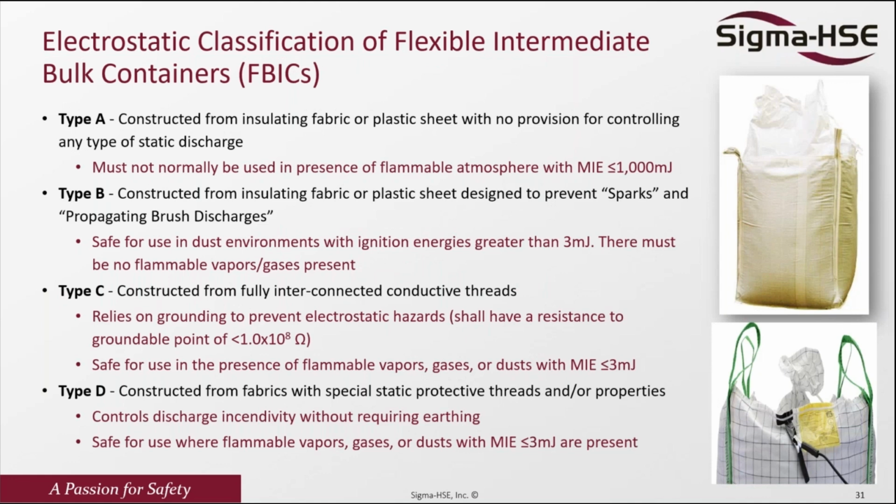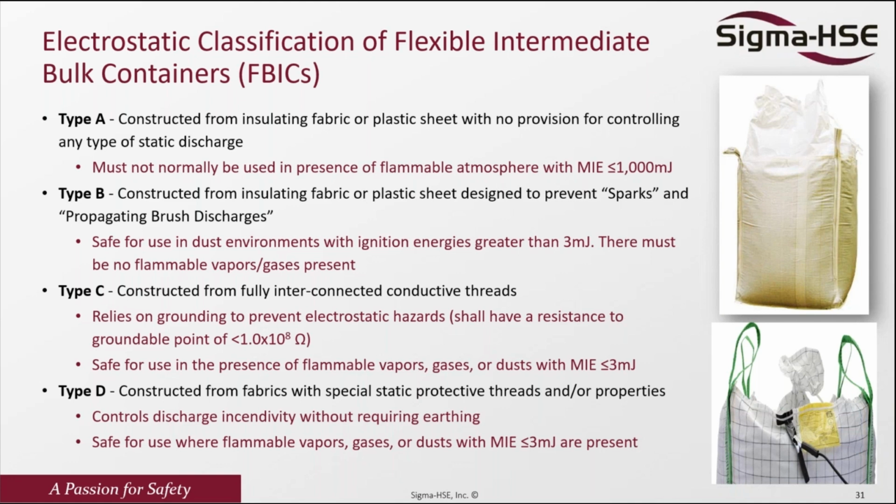The last aspect is handling flexible intermediate bulk containers, and this is something common. I see it almost everywhere, in the pharmaceutical industry, in the food industry, almost every industry that handles combustible powder. I see this kind of super sacks there, and there are 4 main types of super sacks. We have type A, type B, type C, and type D. What are the differences between them?